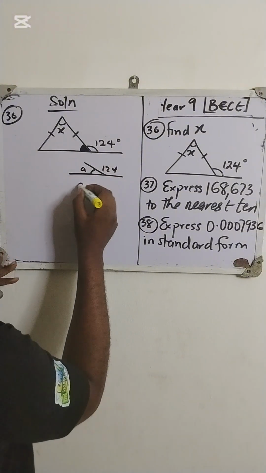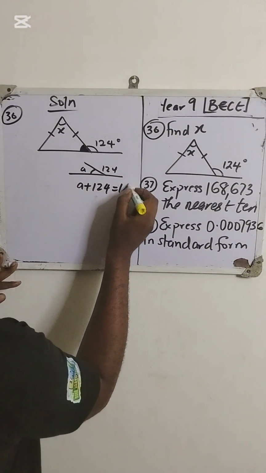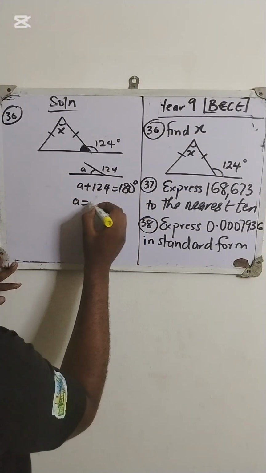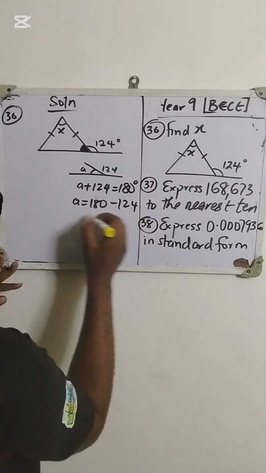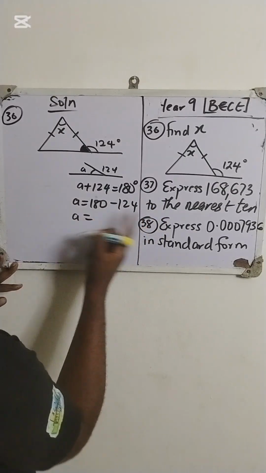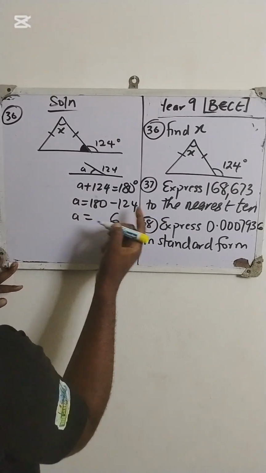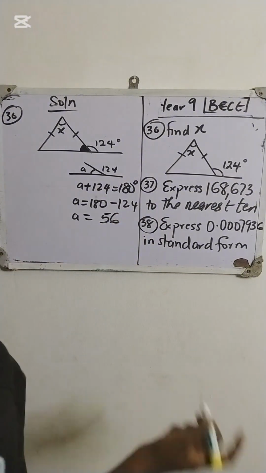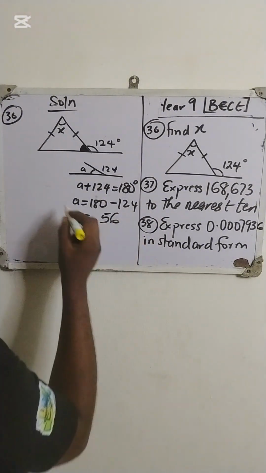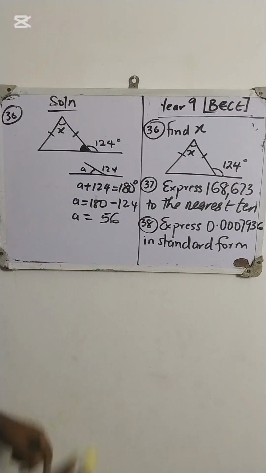So let's just call this A. So we have A plus 124 equals 180 degrees. So our A is 180 degrees minus 124. So A is 10 minus 4, 6. 7 minus 2, 5. So that will be 56. So A is 56.